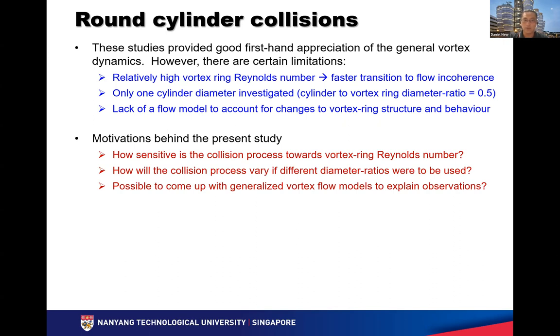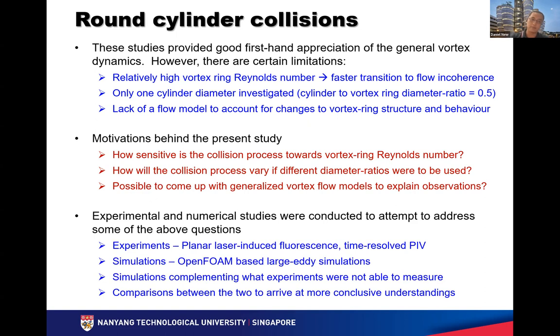So our motivation when we did this study was to find out just how sensitive the collision process is to the vortex ring Reynolds number, and what will happen to the collision process if, let's say, we use different diameter ratios instead of just one. And we were wondering back then whether it would be possible for us to come up with some sort of generalized vortical flow model to explain our experimental observations. So we conducted both experimental and simulation studies to try to address some of these questions.